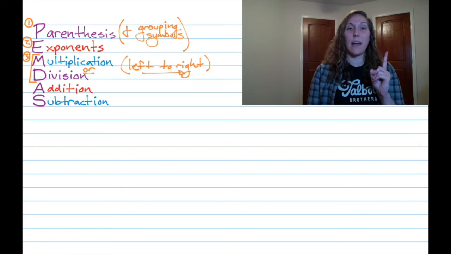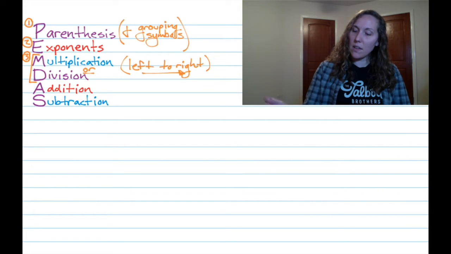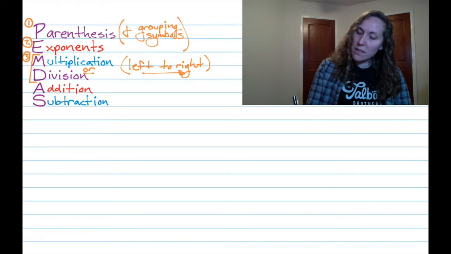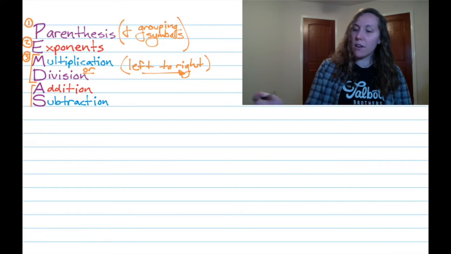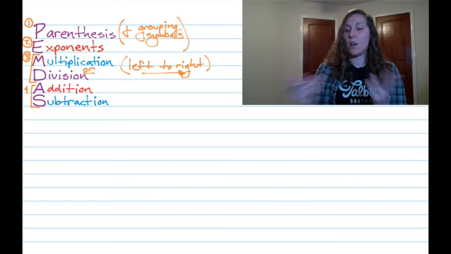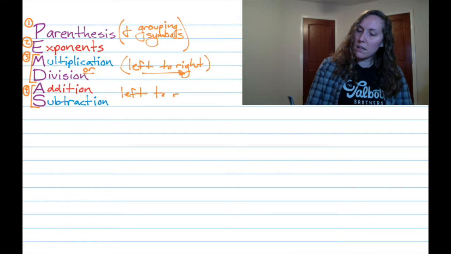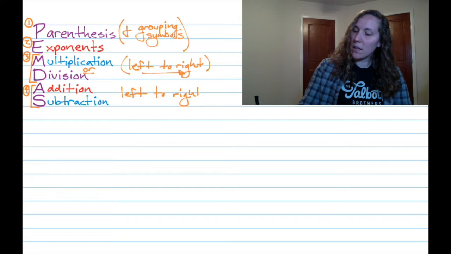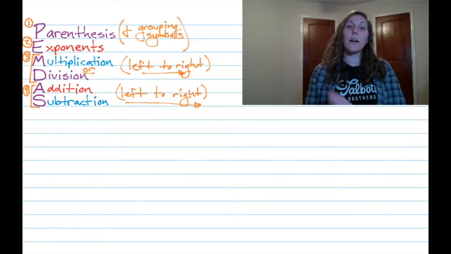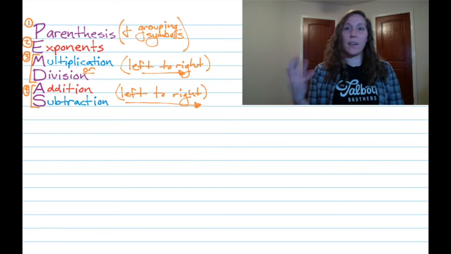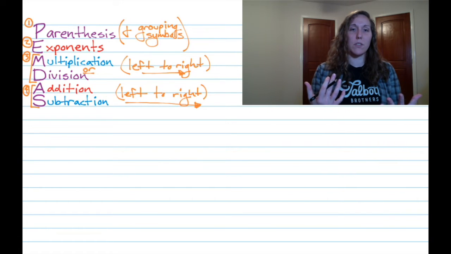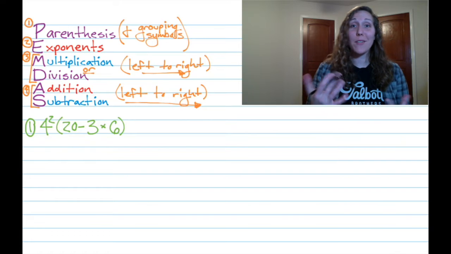They are one step. And the same thing is true for addition and subtraction. They together are step 4. Whichever one comes first, left to right, is our final step in the order of operations. So we're going to check left to right, and whichever one comes first, either addition or subtraction, is what we're going to solve. So now let's try out a few problems.